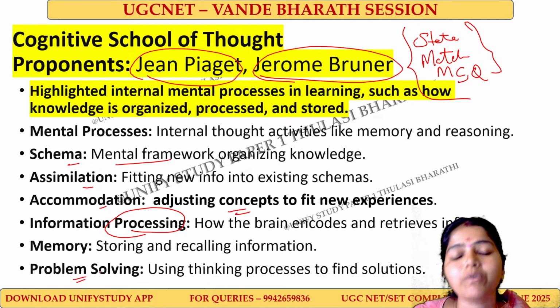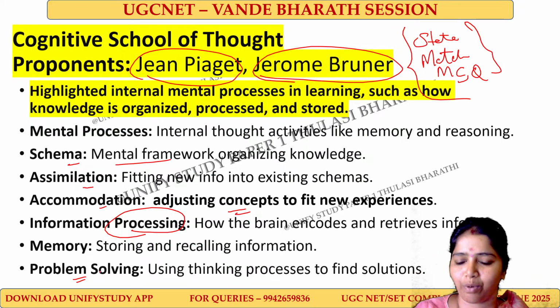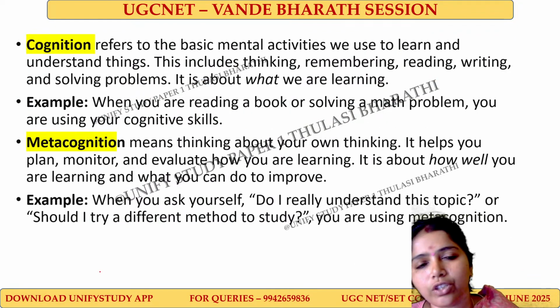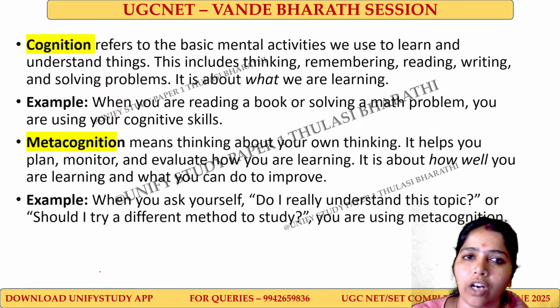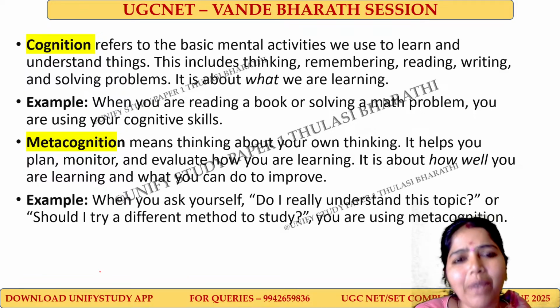And we have problem solving. Whenever we have a problem, how does my cognitive thinking work to solve that problem? These are the terms proposed by Jean Piaget and Jerome Bruner. And these are the important terms that we have in this particular cognitive theory of learning. Cognition, metacognition. What do you mean by cognition?